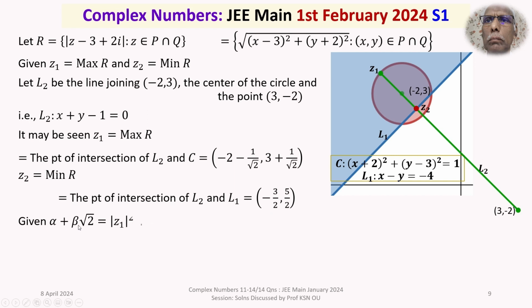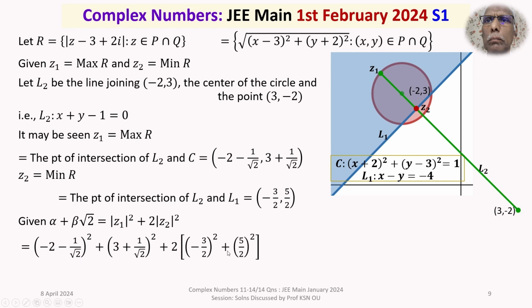Now given alpha plus beta root 2 is equal to mod Z1 square plus 2 times mod Z2 square. So what will be mod Z1 square? That is the square of this x coordinate plus the square of this y coordinate, plus 2 times the square of minus 3 by 2 plus the square of 5 by 2. This is mod Z1 square, 2 times mod Z2 square.